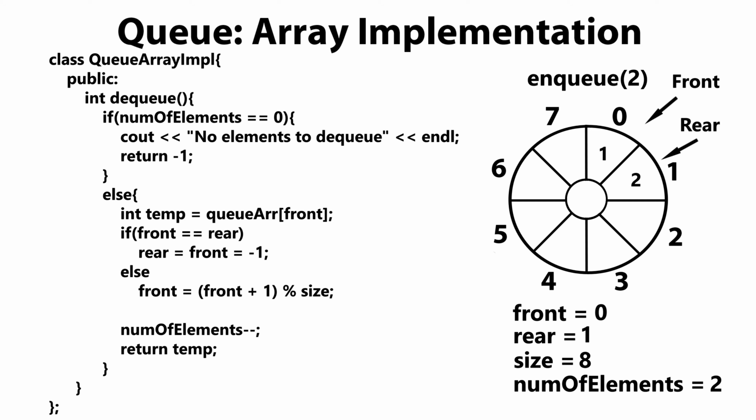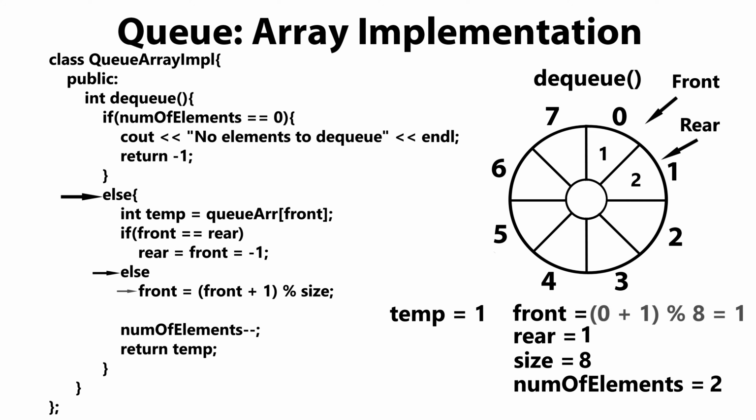So now let's take a look at the dequeue method in action. So first we check to see if the number of elements is equal to 0. It's not. Number of elements is equal to 2. So now we come down here. So first we store whatever's in front of the queue. In this case, that would be 1. Now we check to see if front is equal to rear. It's not. So now we move on to the else condition.